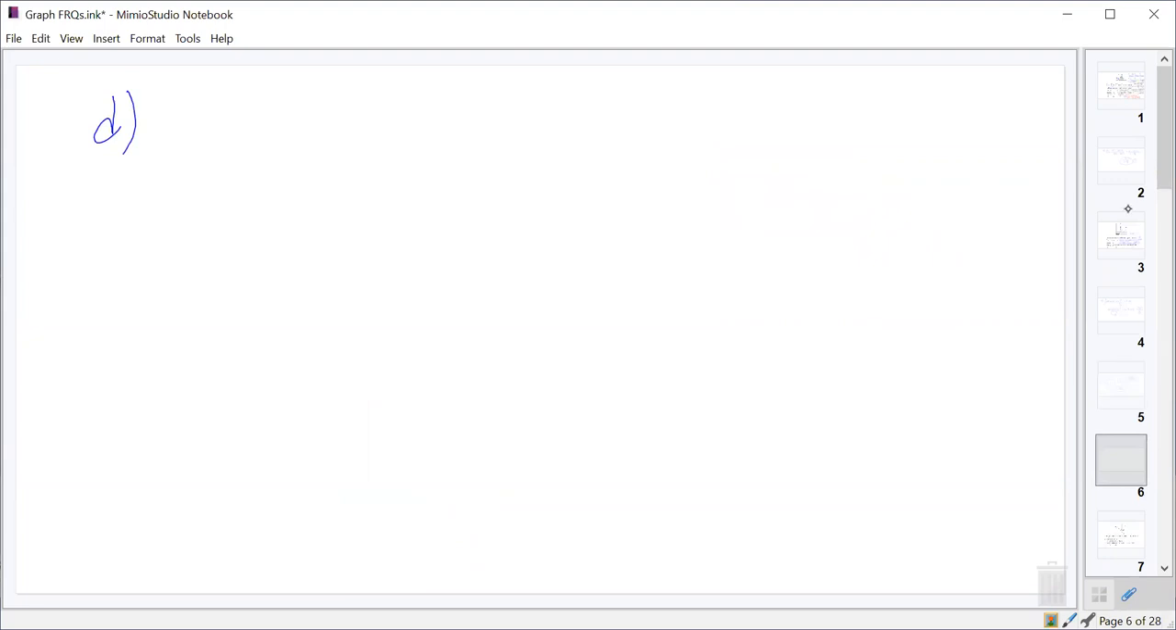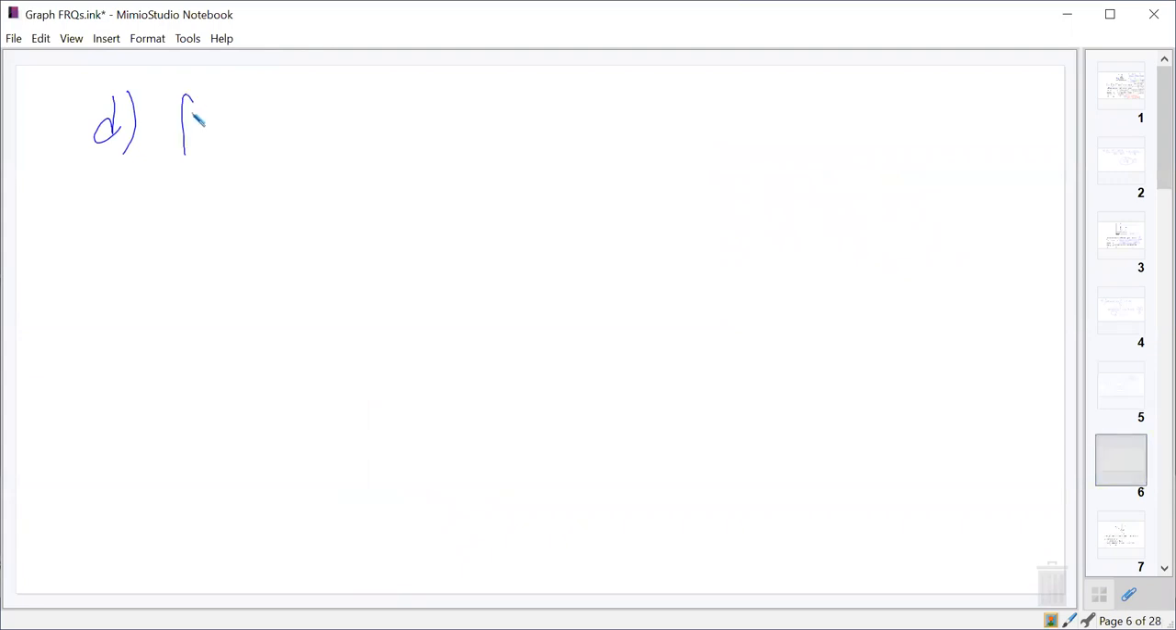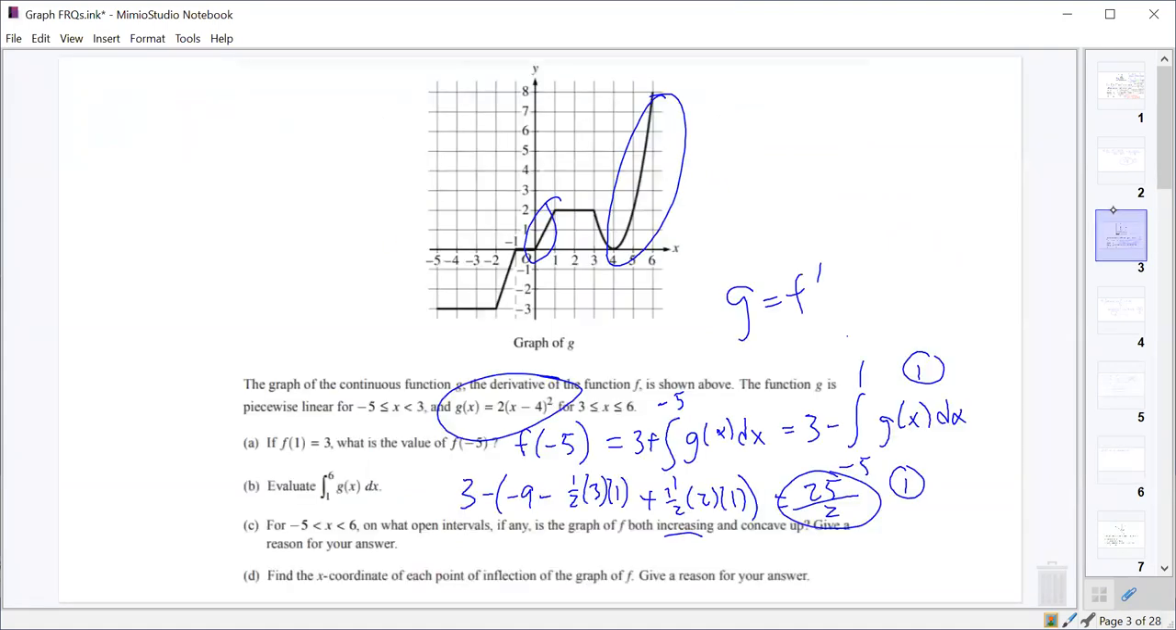Part D. Find the x-coordinate of each point of inflection of the graph of f. So point of inflection for f means that f double prime changes signs, or g prime changes signs. So we're just looking for any time that the slope of g goes from positive to negative, or negative to positive.